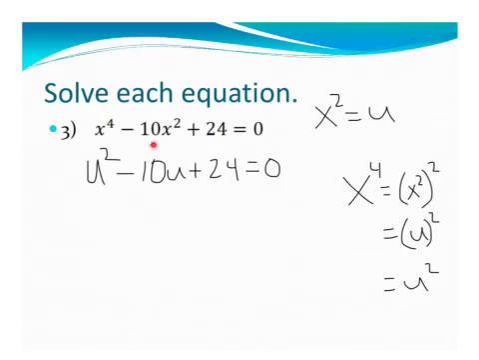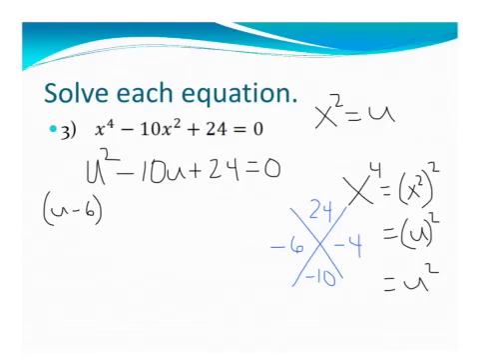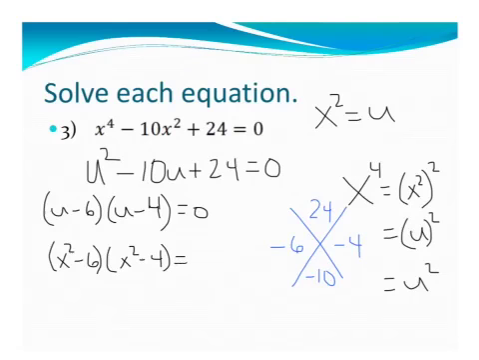Now this right here looks like a quadratic equation, and I know how to factor these. We would use the same method we've done before, that AM method, the X method. I'm going to multiply to 24, add to negative 10. So I'm going to have negative 6 and negative 4 as my factors. So I have u minus 6 times u minus 4 equals 0. Now, I can plug my x squareds back in for u. So x squared minus 6 and x squared minus 4 equals 0.